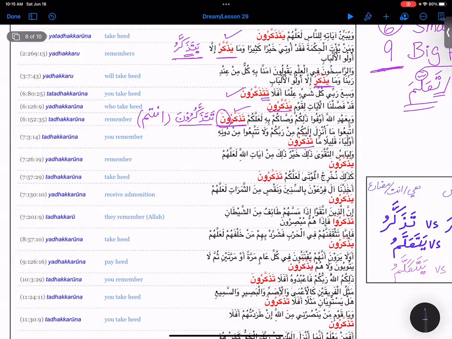Then tadhakkaruna, again this is tatadhakkaruna, but it became tadhakkaruna. Then it says yadhakkaruna, but actually it should be yatadhakkaruna. So the ta is fused. Yatadhakkaruna becomes yadhakkaruna. So basically this is tatadhakkaruna and this is yatadhakkaruna.